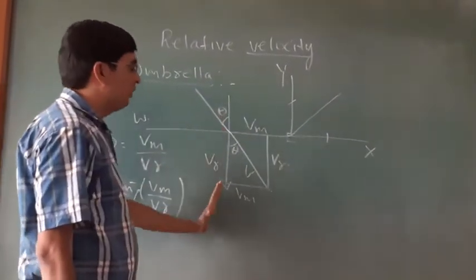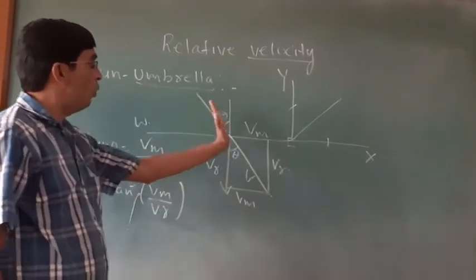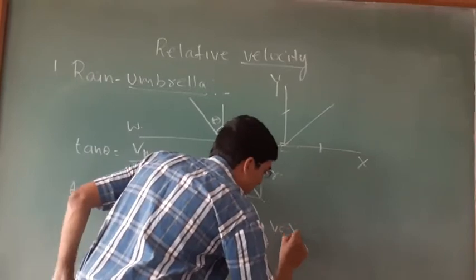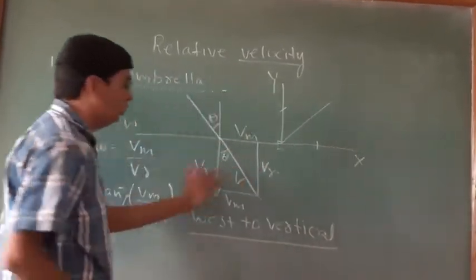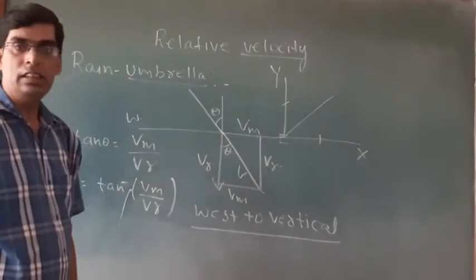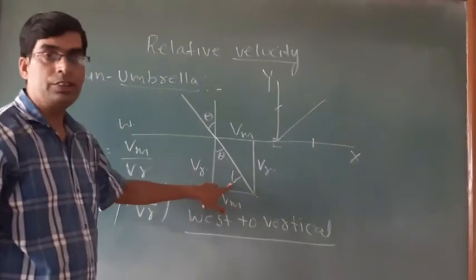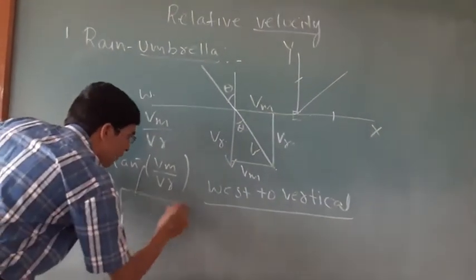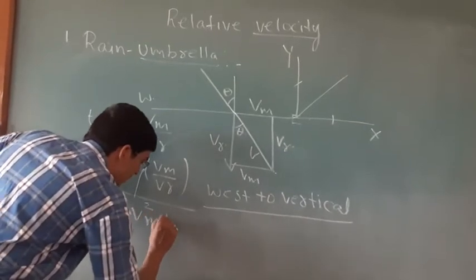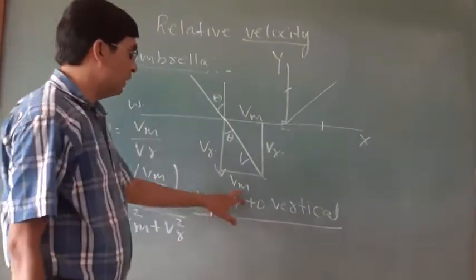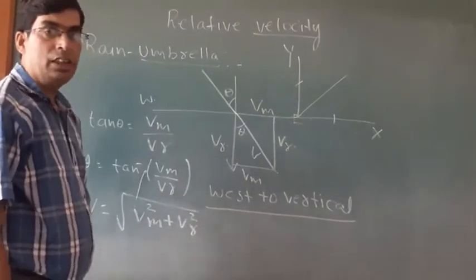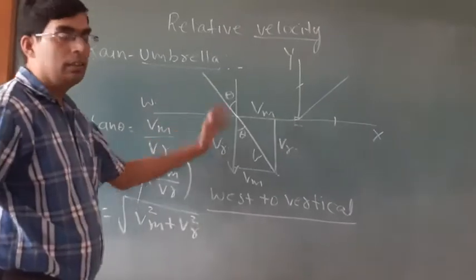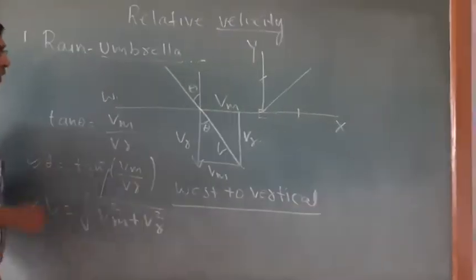Here, rain is falling in the vertical direction and the person is moving, so the person has to hold the umbrella like this, at an angle west of vertical, because rain is falling vertically downward. So what is the magnitude of the relative velocity of rain with respect to the person? That will be given by the diagonal of that parallelogram. So V will be the square root of Vm squared plus Vr squared, where Vm is the velocity of the person and Vr is the velocity of the rain. By this we get the magnitude of the velocity, and by this we get the angle at which the umbrella will be held. Please pause the video and write down the things.